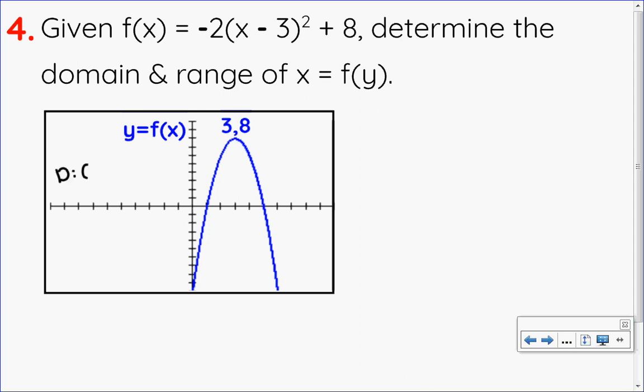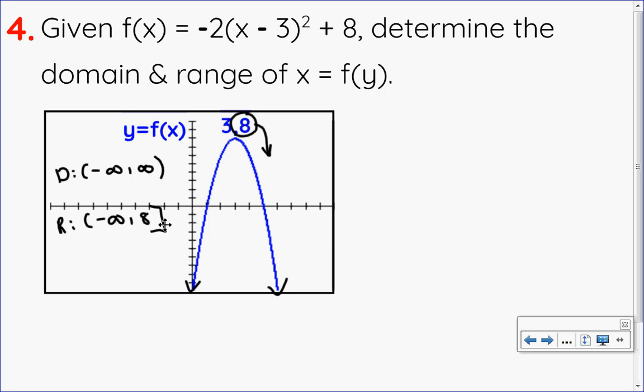I know that the domain of every parabola is from -infinity to +infinity because these arms extend infinitely in both directions, covering all the horizontal x values. My range, since it opens down and I have a maximum, is everything 8 and below. So my range is going to be from -infinity up to, and including, 8. So we'll lock that in.